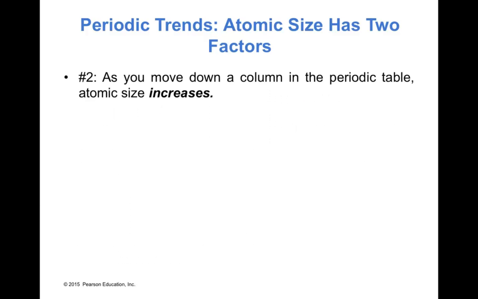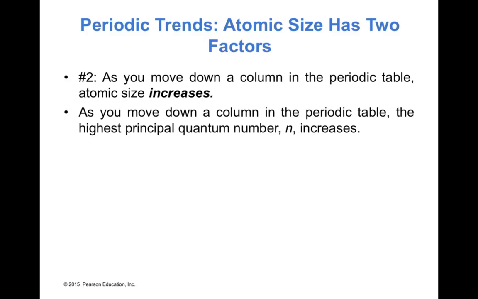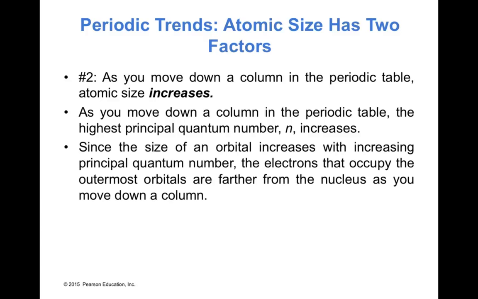Factor number two is that as you move down a column in the periodic table, the atomic size increases. As you move down a column, the highest principal quantum number n increases. Since the size of an orbital increases with increasing principal quantum number, the electrons that occupy the outermost orbitals are farther from the nucleus as you move down a column.